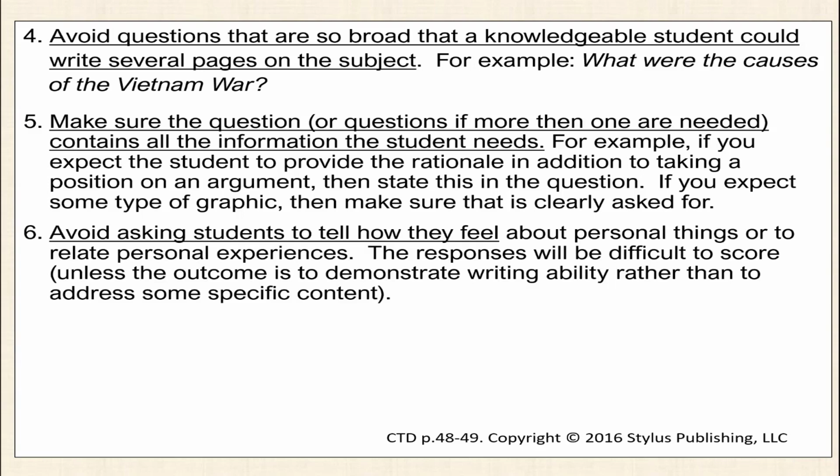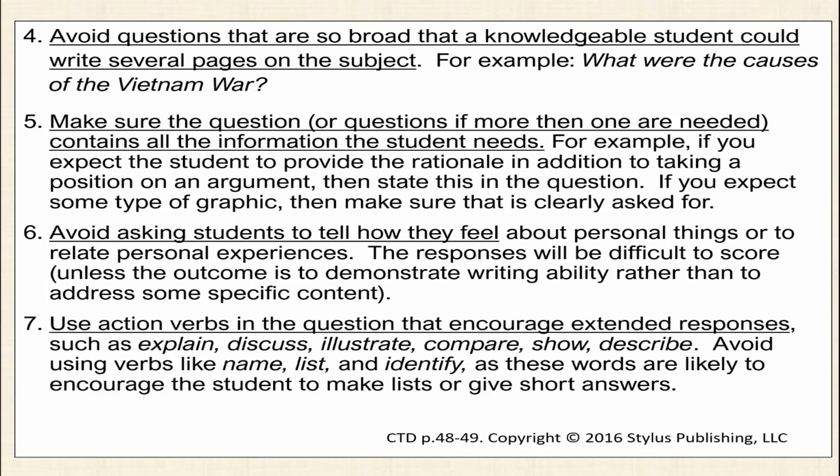Avoid asking students to tell you how they feel about personal things or to relate personal experiences. Those responses would be difficult to score because they're based on personal experience, unless the outcome was to have the student demonstrate writing ability rather than to address some specific content. Then, of course, personal stuff is what you would look for.